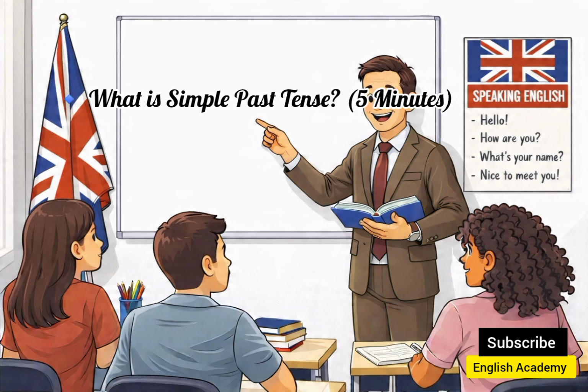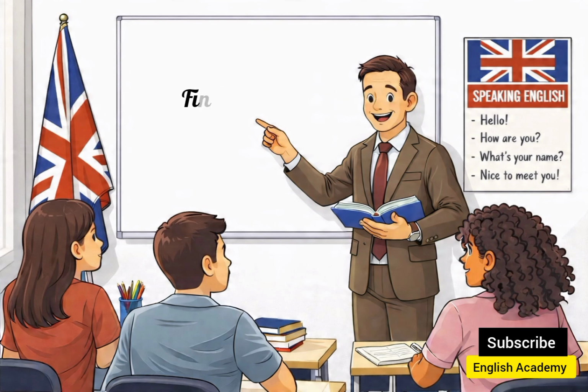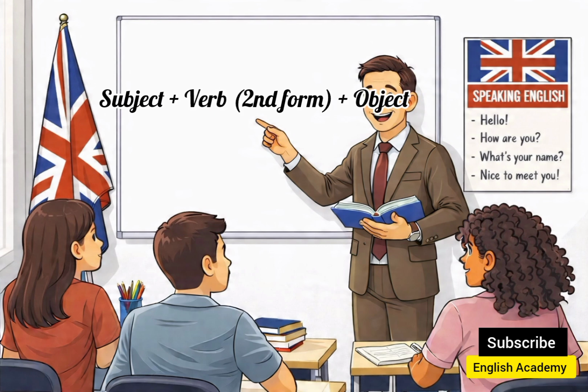What is simple past tense? We use simple past tense to talk about finished actions: yesterday, last night, last week, things that happened in the past. Structure: subject plus verb second form plus object.